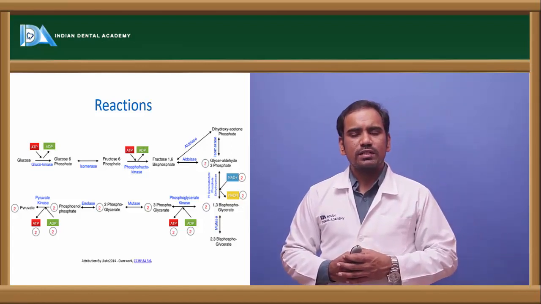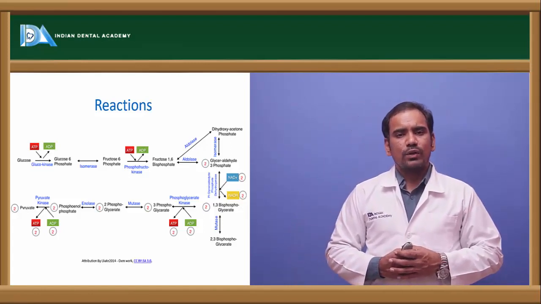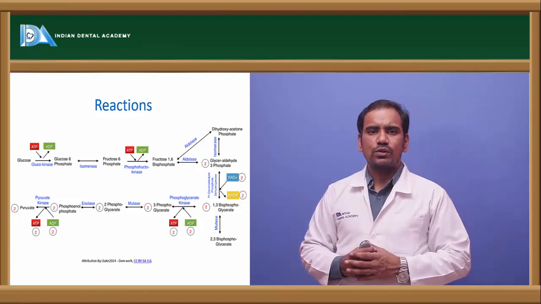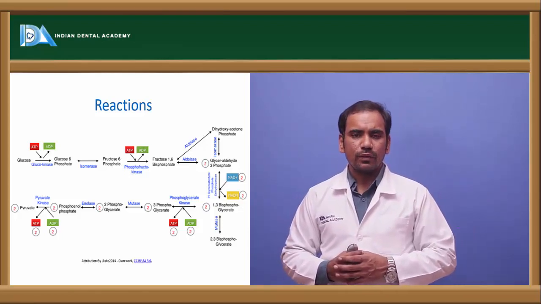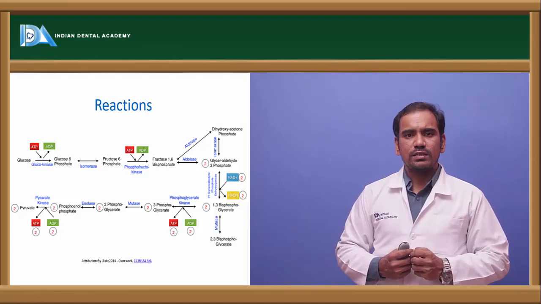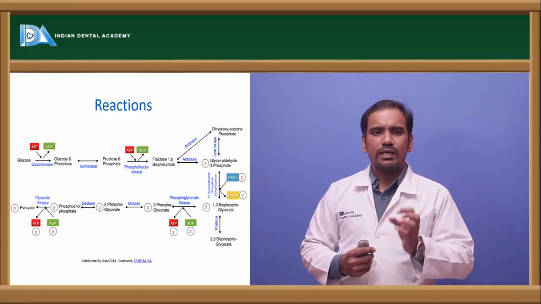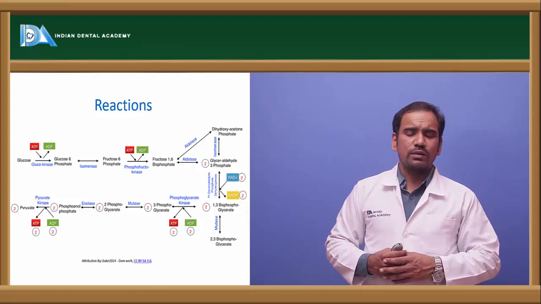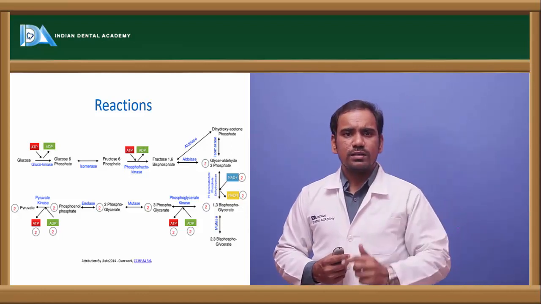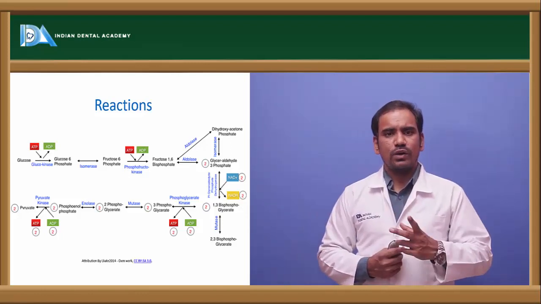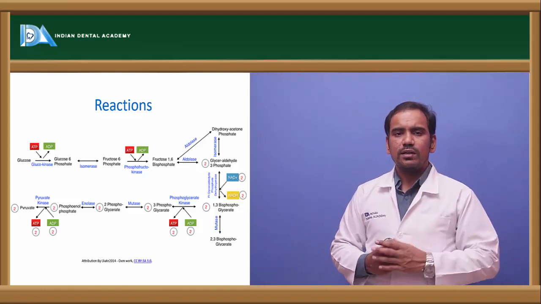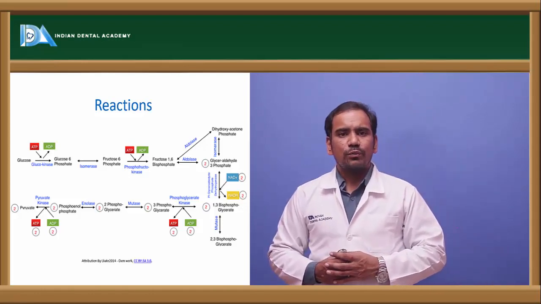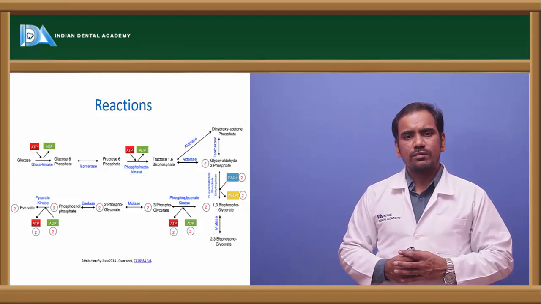By the action of the enzyme phosphofructokinase, fructose 6-phosphate is converted to fructose 1,6-bisphosphate. One more phosphate is taken from ATP and added to the first carbon of fructose, so that it becomes fructose 1,6-bisphosphate, with two phosphates at the first carbon and the sixth carbon. Right? Now, what is the fate of fructose 1,6-bisphosphate?